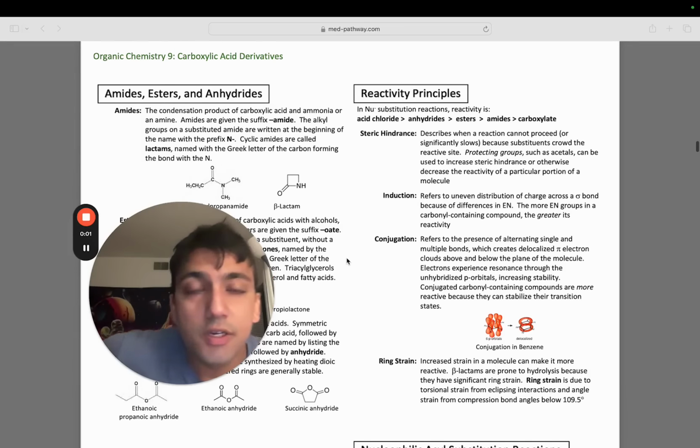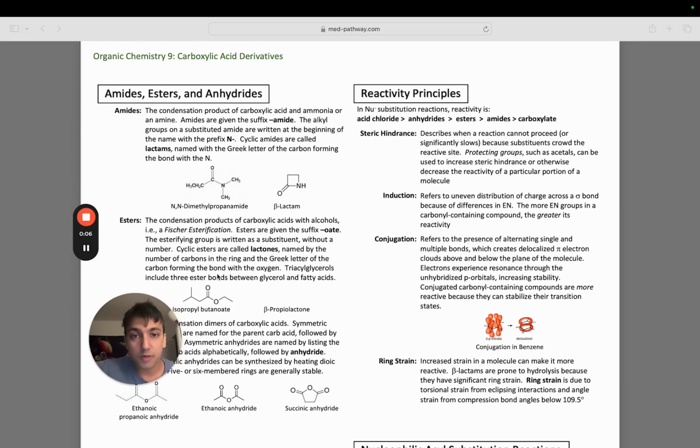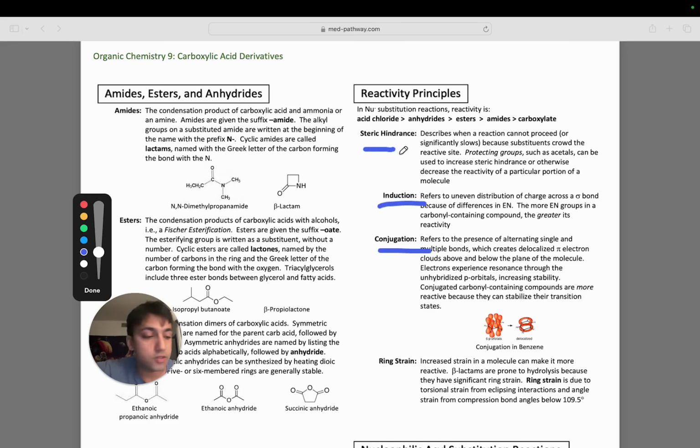All right, let's keep going. So reactivity principles, again, I'm saying that it's pretty high yield to know this part that I'm going through now, which is things that I've already been reviewing as I've been going on, such as induction, conjugation, steric hindrance. So you should understand most of these concepts already.